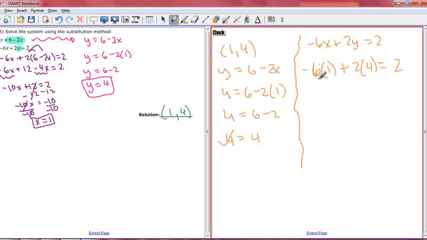So, order of operations, we need to do the multiplication before that addition. So this negative 6 times 1 gives us negative 6, plus 2 times 4 is 8. Does that equal 2? It does. We end up with a positive 2. 2 equals 2, a true statement. So since they're both true, then we know that we have our correct solution. All right. Let's look at number 4.